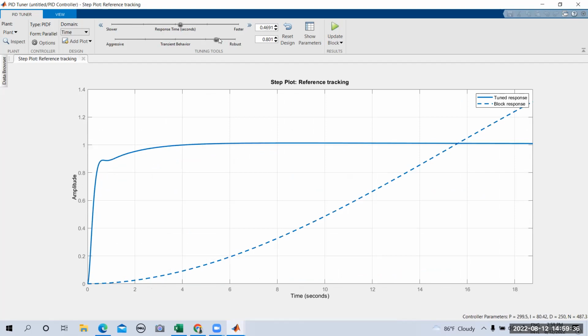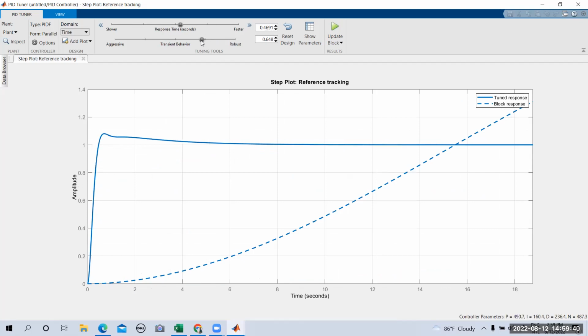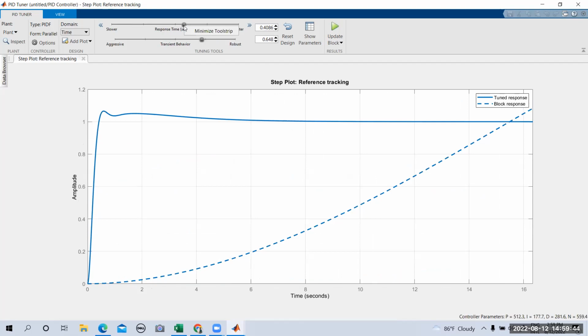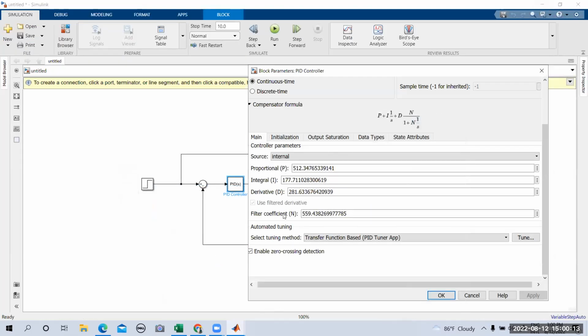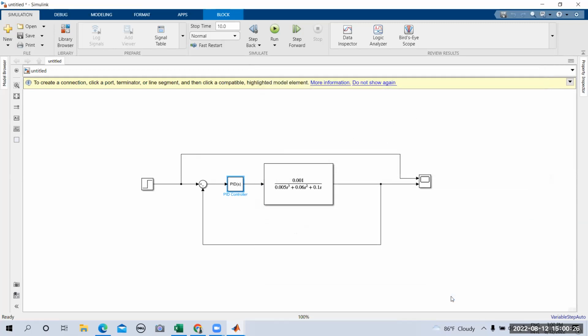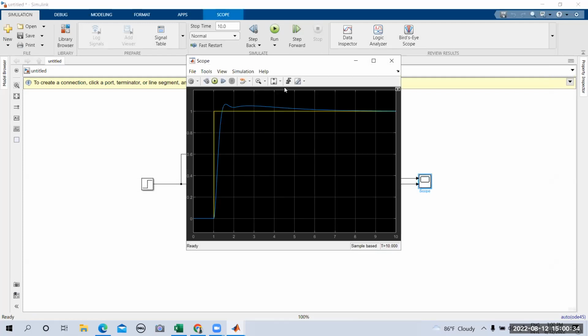See, okay, so we'll just say this is okay, right? We are settling soon, right? And we just have to update the block like this. It will update, and it will calculate the optimum PID parameters, right? So it will say the P is 512.3, I gain is 177.7, D is 281.6. So if you go here, it automatically evaluates these. And here, this is the control they're using, right? And there's an N value here, which is for the filter coefficient. That's also calculated, apart from the PID. So now you can actually get that in the PID part, right? So you can see the output now, right?